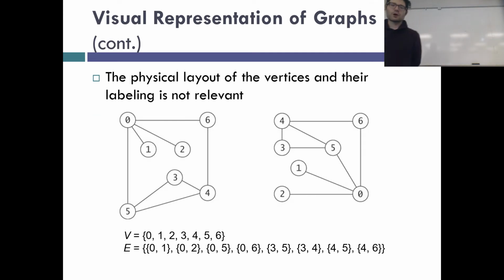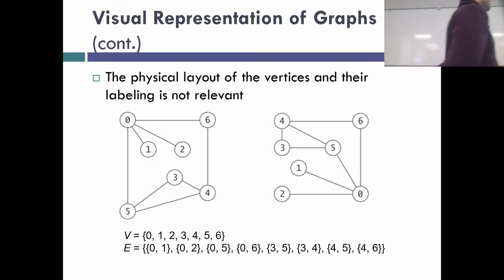Okay, the visual layout. The way you lay these things out is not really relevant. So here we're using numbers instead of letters for each of the nodes, and here we have the mathematical representation, the nodes 0 through 6. Notice that these both have 0 through 6, and notice what node 0 is connected to. 0 is connected to 1, 2, 5, and 6. And over here we see that it's connected to 1, 2, 5, and 6.